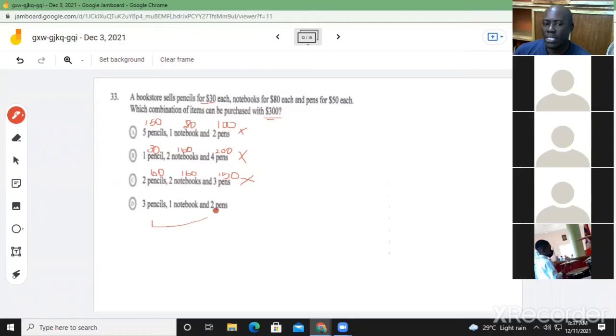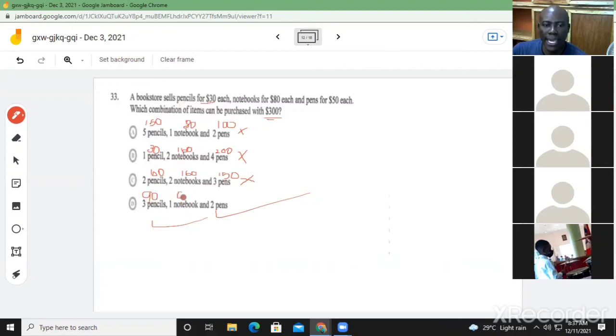Naturally, this is the answer. And you know why I know this is the answer? Because if we did not make any errors up here, then if 3 of them are incorrect, in an exam I will pick this without working it out, because it has to be the only answer. But let's work it out. 3 pencils come up to what? At $30, 3 pencils is $90.